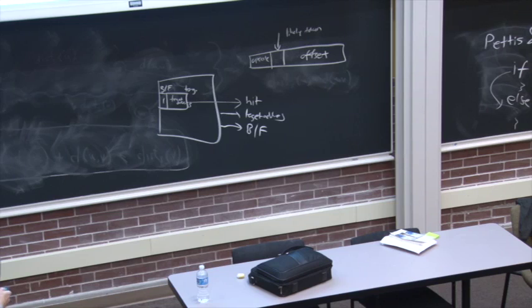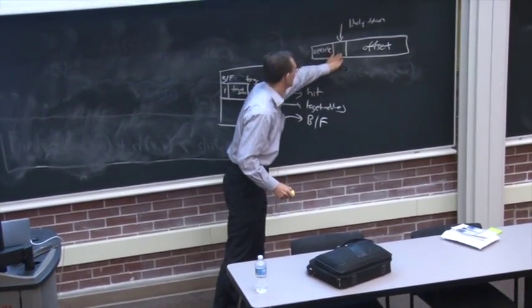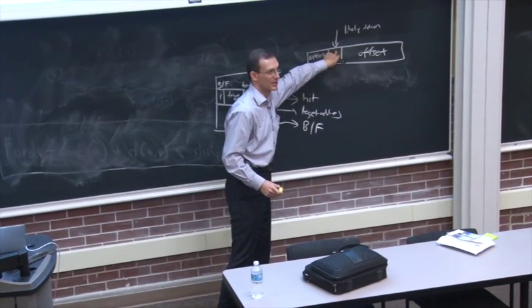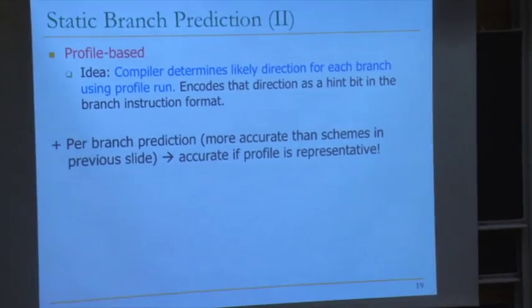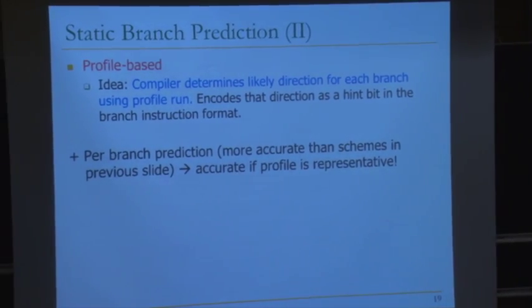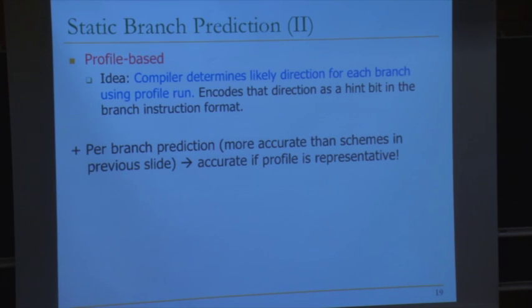Okay. Simple. So I guess what is the upside? I've already given you the upside. You get per-branch prediction now based on the program counter of the branch. Every static branch can have a different value for this bit. Right? So it's more accurate than the schemes in the previous slide. And you can imagine why, right? Of course, it's accurate if the profile is representative. So we get back to the Achilles heel of profiling. If your profile is terrible, if you use a profiling input set that doesn't represent the real world, then this may not work very well.